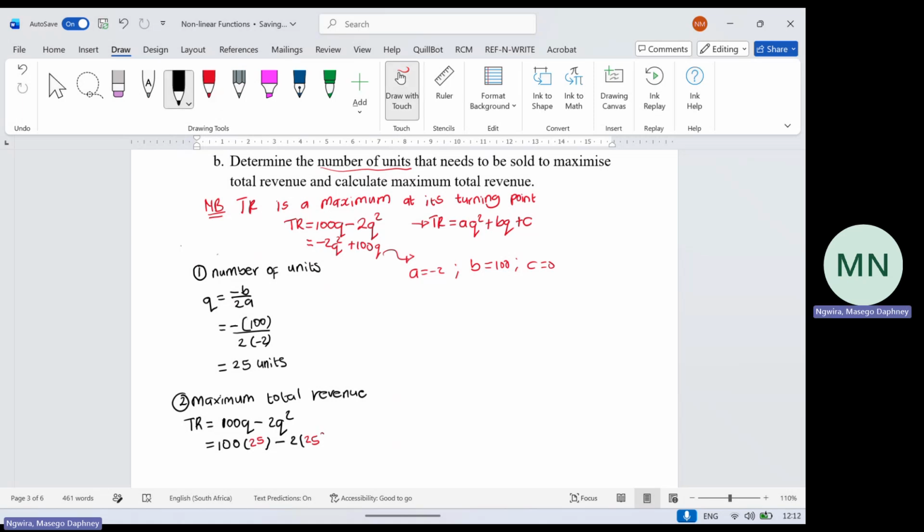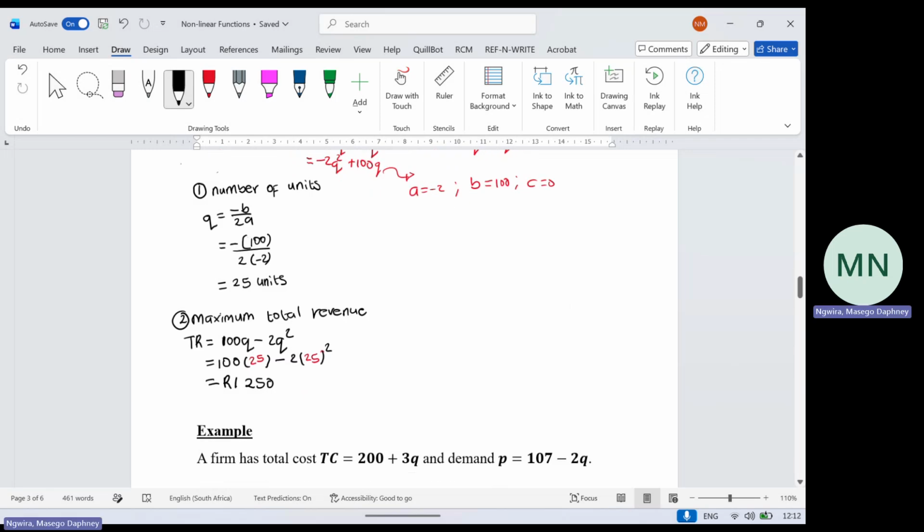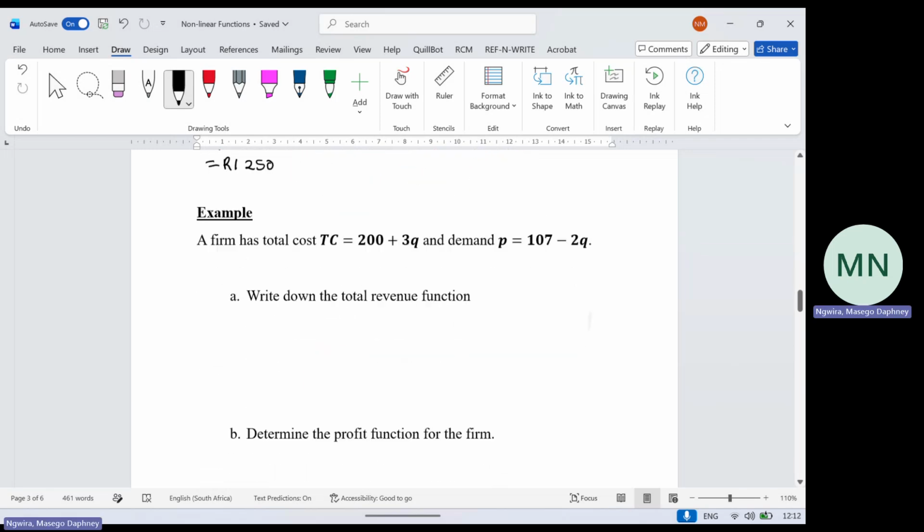And then we are going to have, now we use our calculator, 100 times 25 minus 2 times 25 squared. The answer will be 1,250 rand. So that's the maximum total revenue. That's how we calculate it. Okay, let's do another example.